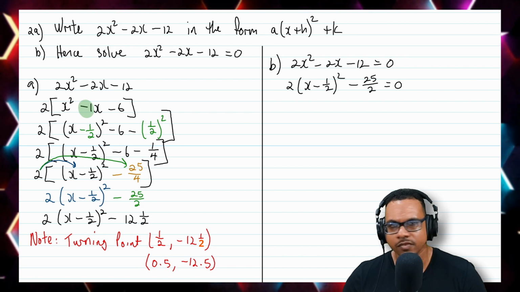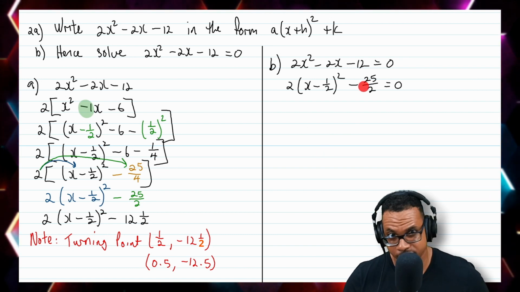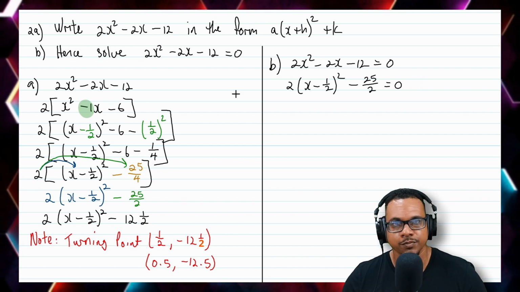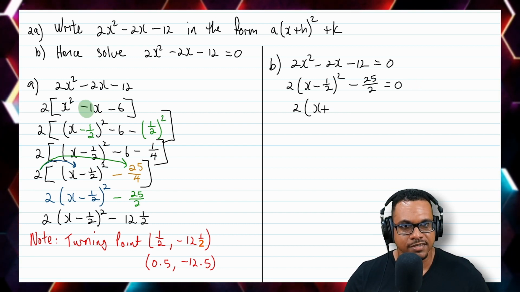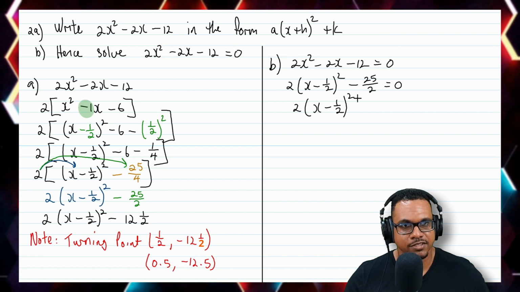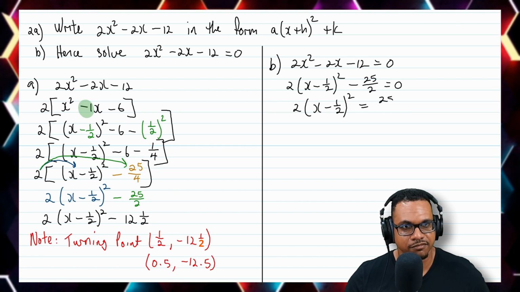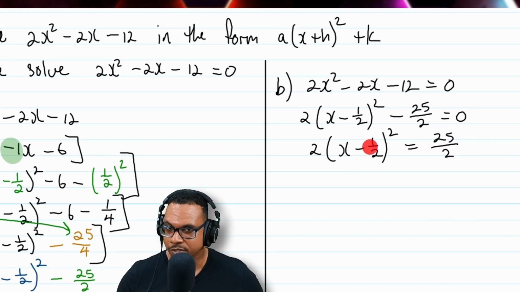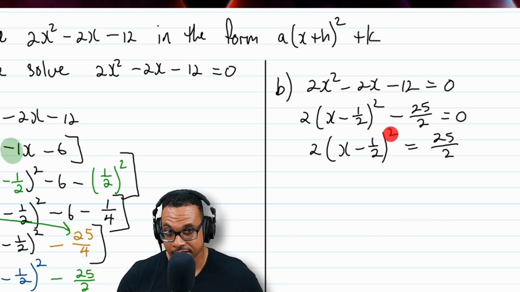So now the first thing I'll have to do is move this -25 over 2 across the equal sign. I will turn it to +25 over 2. So I'll have 2 open brackets, x take away 1/2, close bracket squared is equal to +25 over 2. Then the next thing: I can't manipulate anything inside of here because of the square sign. So this is fixed until I deal with the square sign.